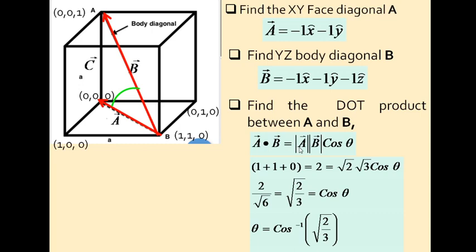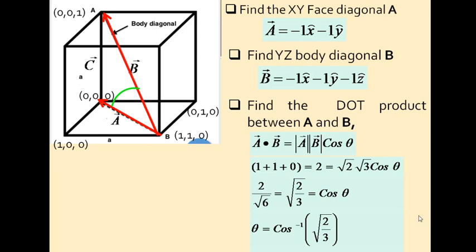The magnitude of A is given by under root of 2, the magnitude of B is given by under root of 3, so it's root 2 root 3 cos theta. So 2 by root 6, under root of 2 by 3, equals cos theta. Cos inverse of root 2 by 3 is nothing but 35.26. In some book maybe it's written, or in your objective options it's given approximated as 35.5, and then you should go with that.